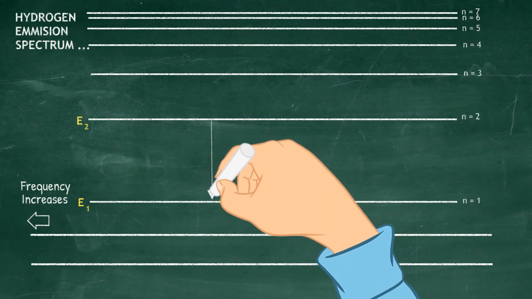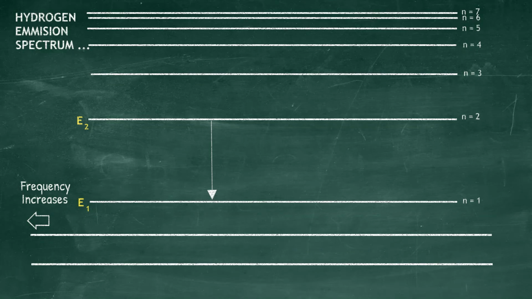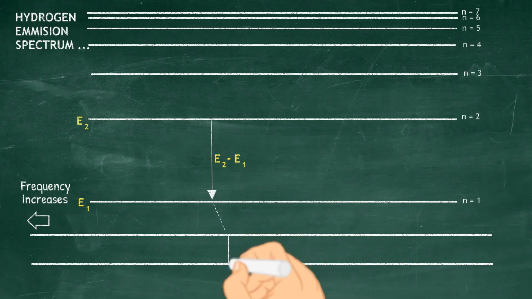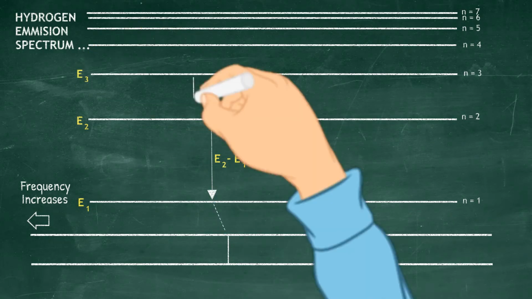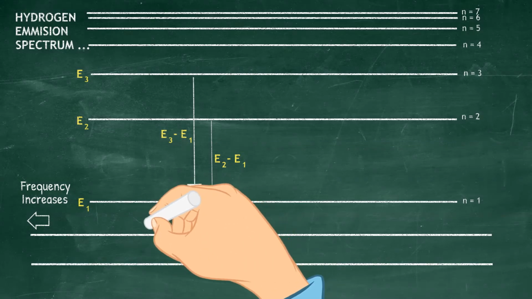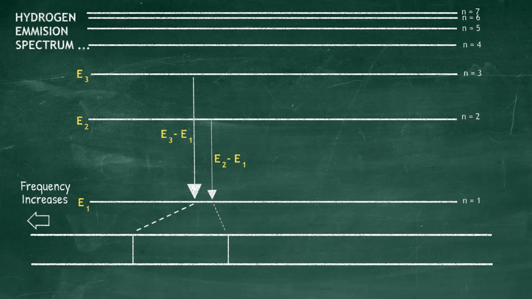When the excited electron jumps from the second energy level to the first energy level, it emits energy equal to E2 minus E1. There is a line in the spectrum which represents this energy. When the excited electron jumps from the third energy level to the first energy level, it emits energy equal to E3 minus E1. This energy is greater than the energy released during the previous electron fall. Therefore, the corresponding line should be on the left-hand side of the previous line.